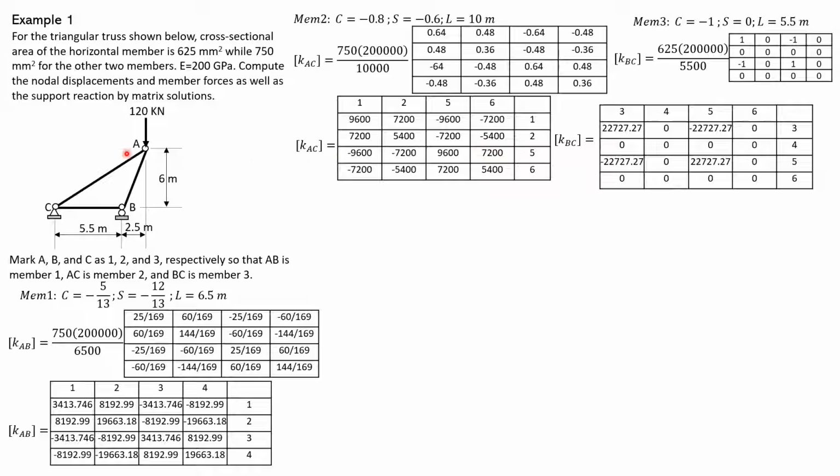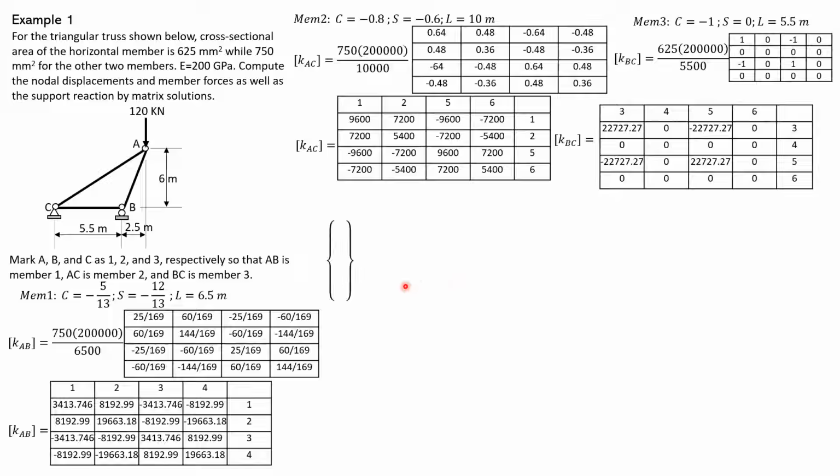KAC is 1 to 3, so 1 to 5, 6. Number 1 is 1 to 2, so 1, 1, 2, 3, 4. Again, for 1, the numbering is for the horizontal displacement or horizontal force. 2 is for vertical at a node. Then you double that number. So 1 is 1 and 2. Then 2 is 3 and 4. And 3 is 5 and 6.